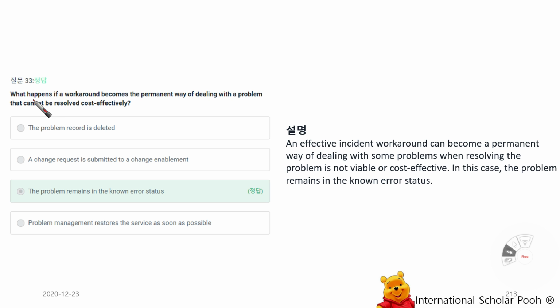What happens if a workaround becomes the permanent way of dealing with a problem that cannot be resolved cost effectively? The problem remains in the known error status. An effective incident workaround can become a permanent way of dealing with some problems when resolving the problem is not viable or cost effective. In this case, the problem remains in the known error status.